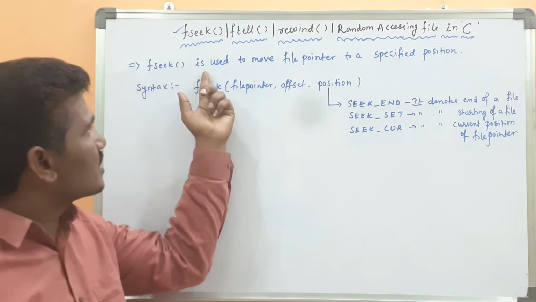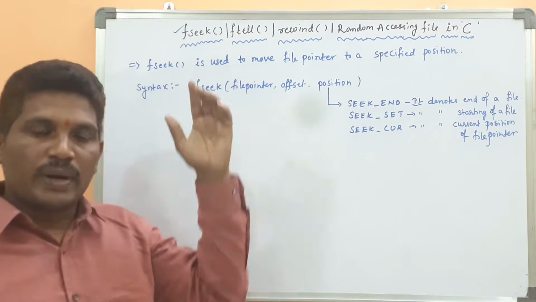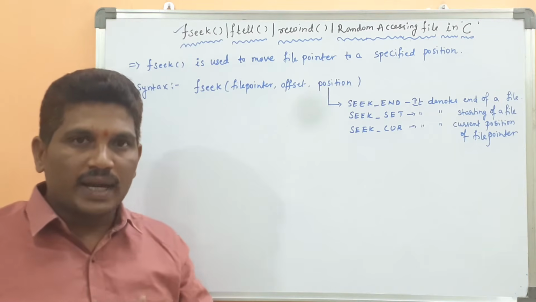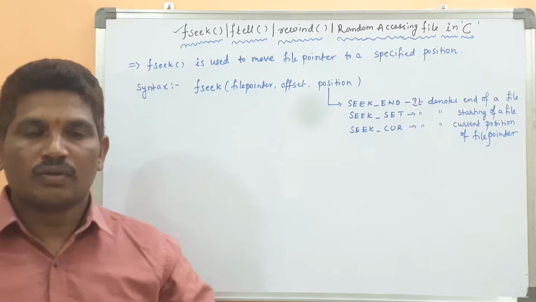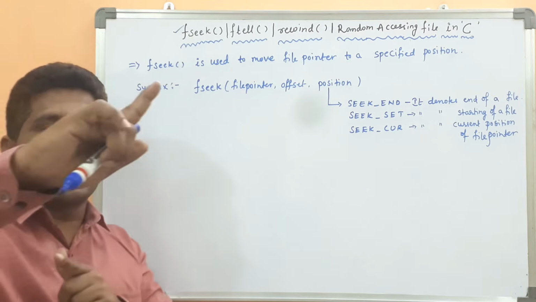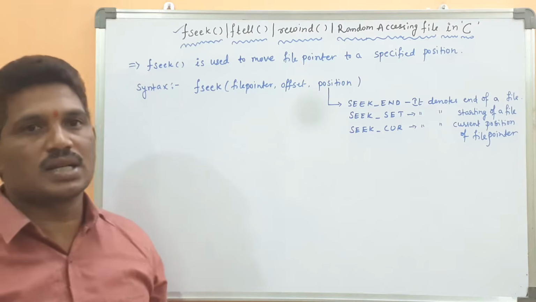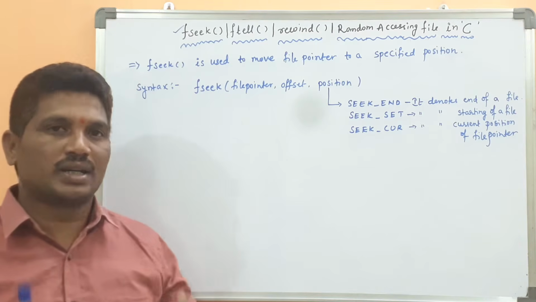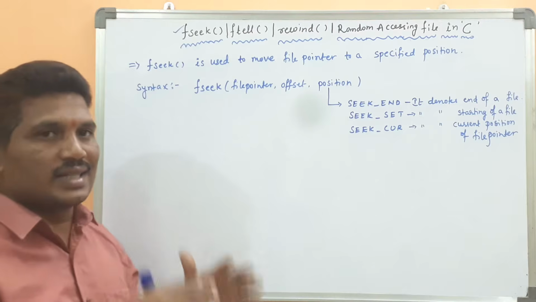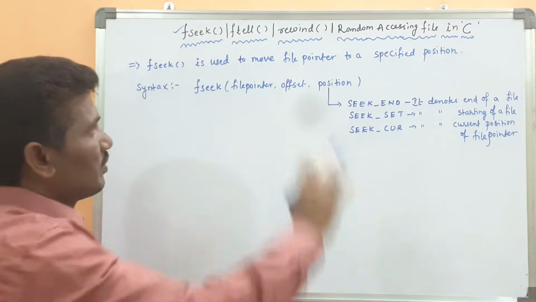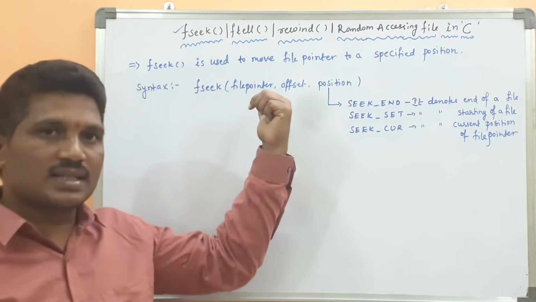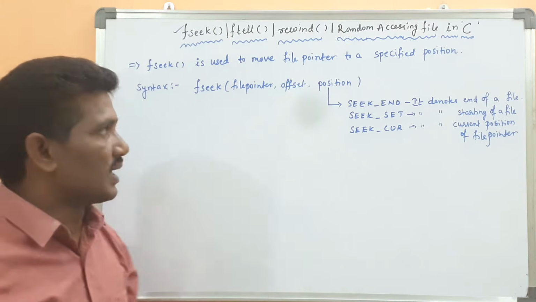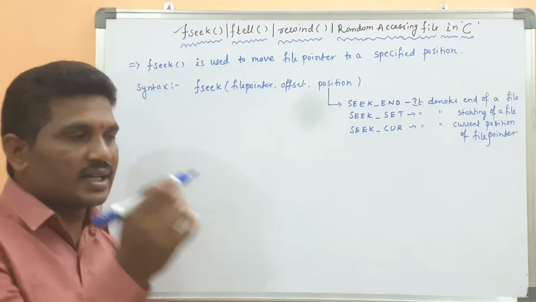What is the syntax of fseek? By default, when a file has been opened, the file pointer is at the beginning of the file. If you want to move the file pointer in a forward direction, or in a backward direction, it is possible with the help of the fseek function. First of all, I want to tell you the syntax of fseek. The fseek function has three arguments.